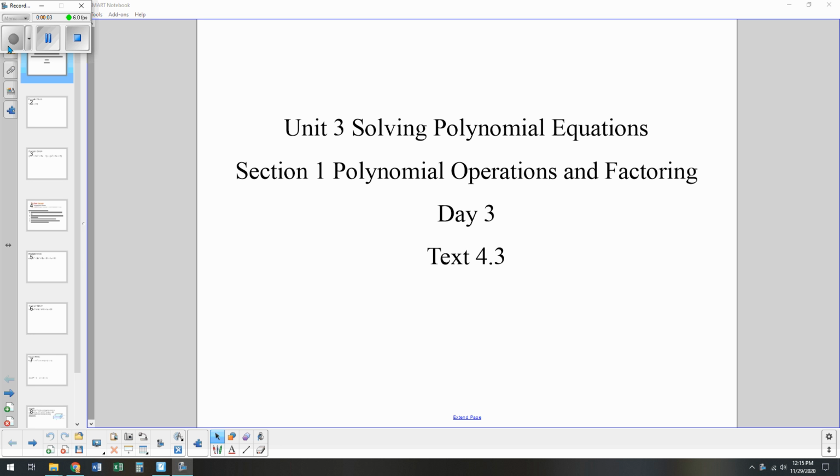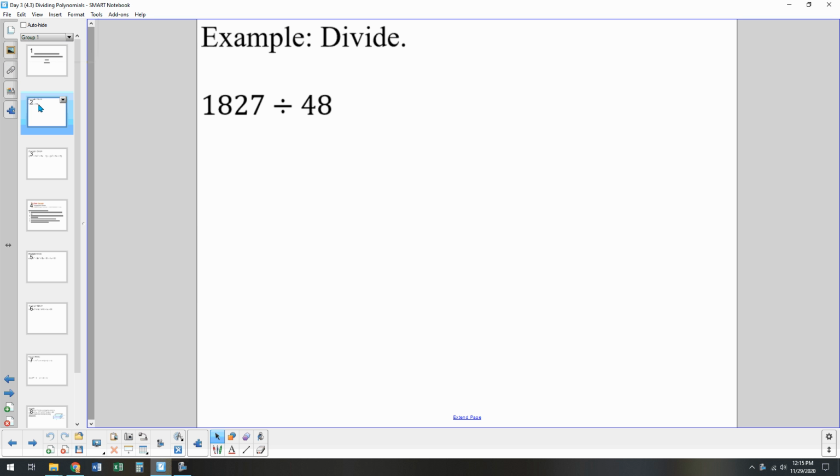This lesson's Unit 1, Section 1, Day 3. We are now in section 4.3 in the textbook. So we're going to start with a little division, but we're going to do some long division here, right? Old school style. So if you remember, we put the first number inside, and the second number goes outside.